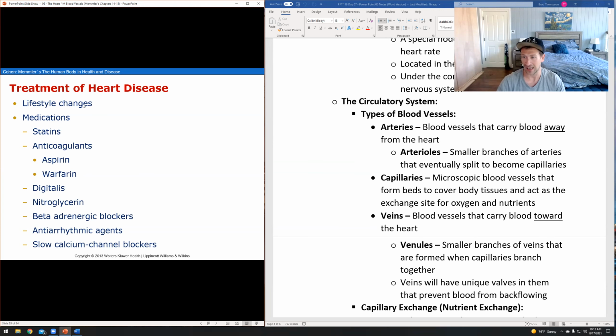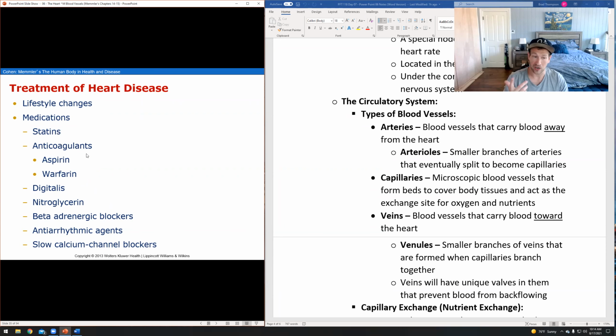So diet and exercise, right? Healthy proteins, healthy fats, healthy carbs, lots of physical activity. That's how we're going to strengthen our heart. We're going to clean it out. And then, yeah, there's things like statins and anticoagulants.